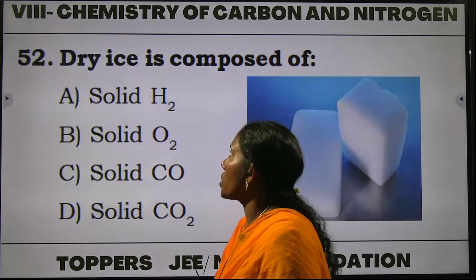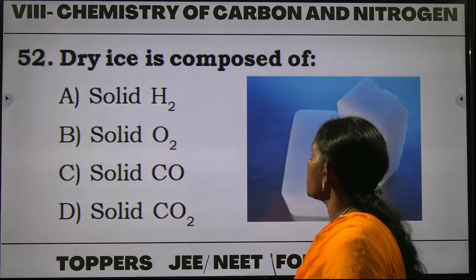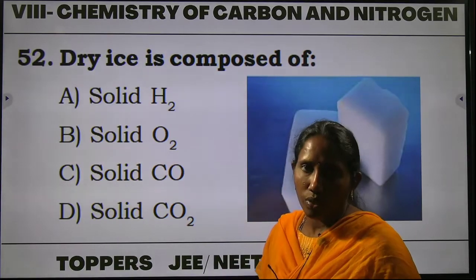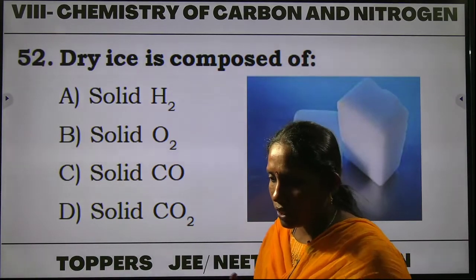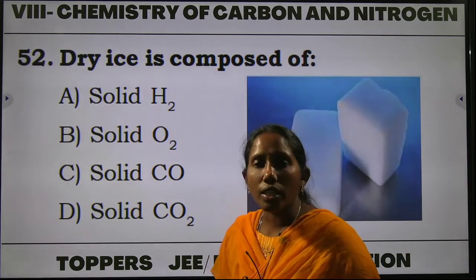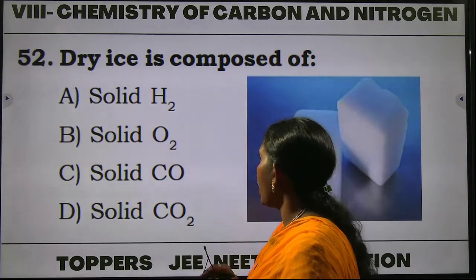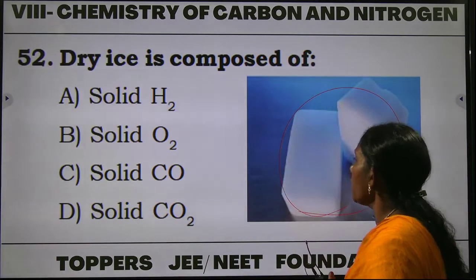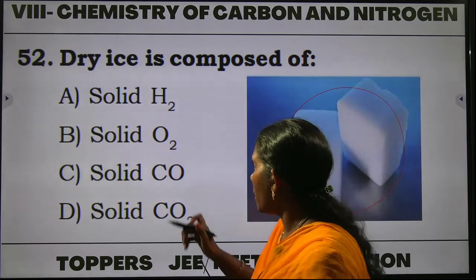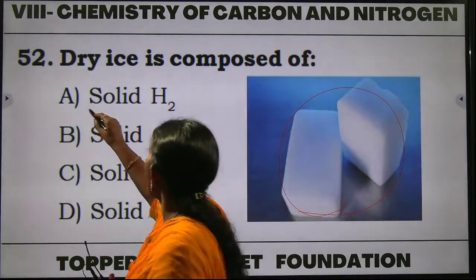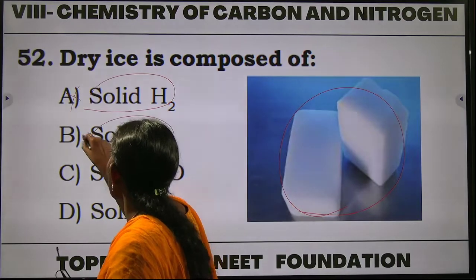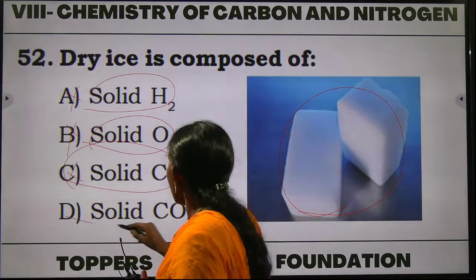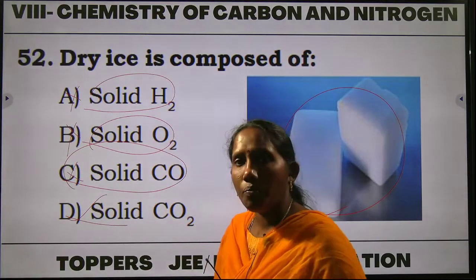Okay, coming to the next question. Dry ice is composed of, we know this question, dry ice is nothing but solid CO2. Carbon dioxide is a gas. If you convert that into a solid, this solid CO2 we call dry ice. You can see in the picture, dry ice looks like this, the solid form of carbon dioxide. So the given options: solid hydrogen, no; solid oxygen, no; solid carbon monoxide, no, carbon monoxide is poisonous. So solid CO2, we'll go with the D option.